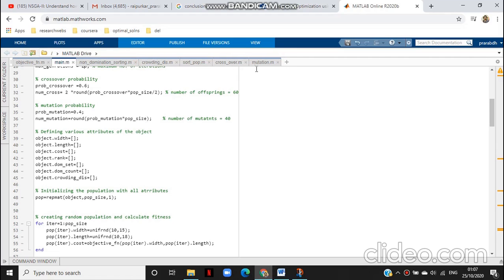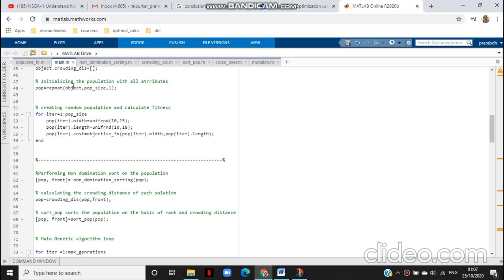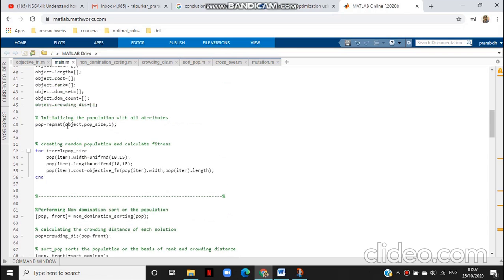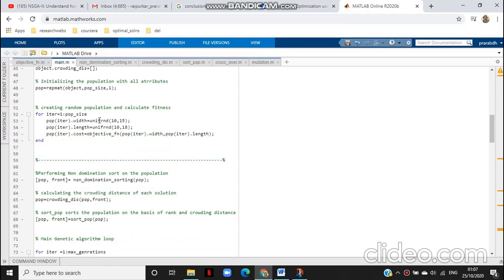So then we will do crossover and mutation. Here we initialize the population with all these attributes, say for this population size 100. As you can see, we have been given a range for width of 10 to 15, and for length we have been given a limit of 10 to 18. So we are generating a uniform random number between these, and we find the cost according to this objective function.